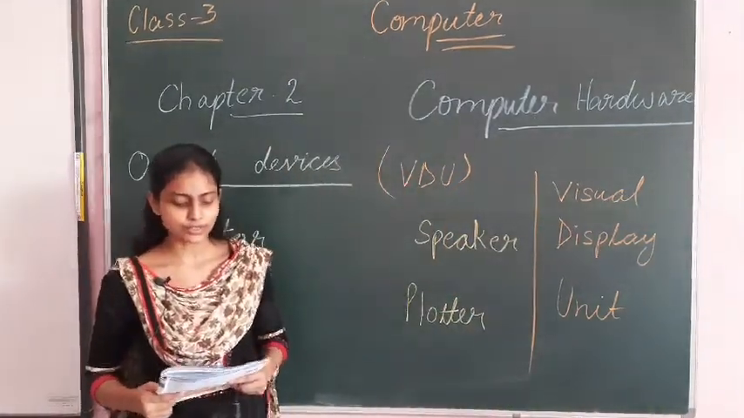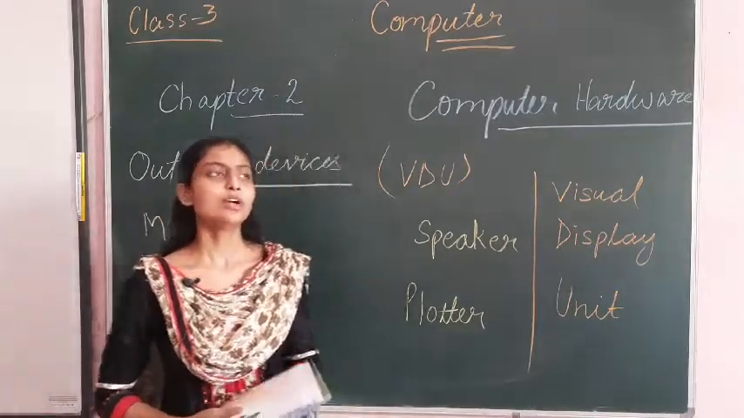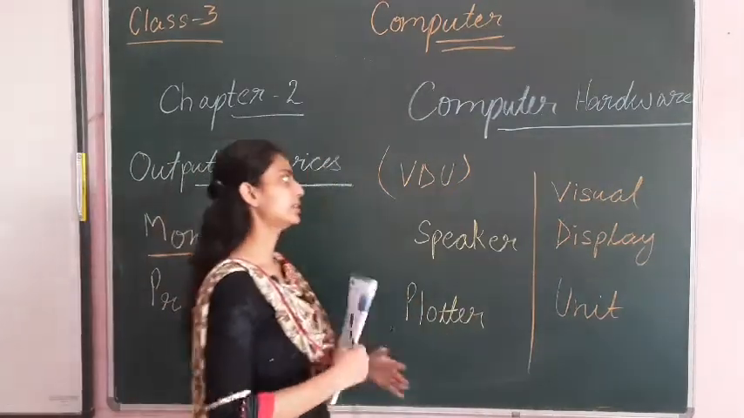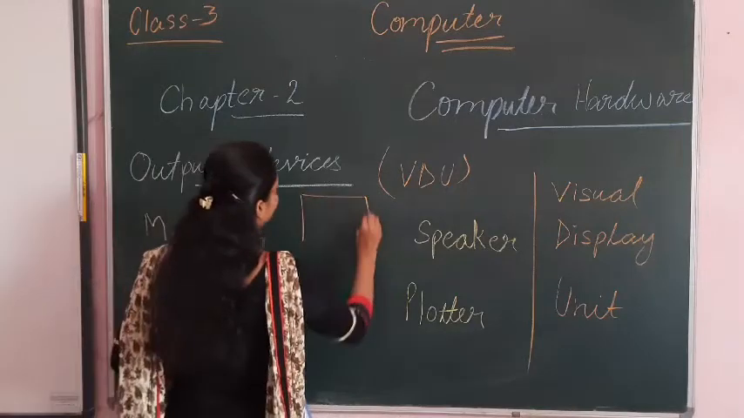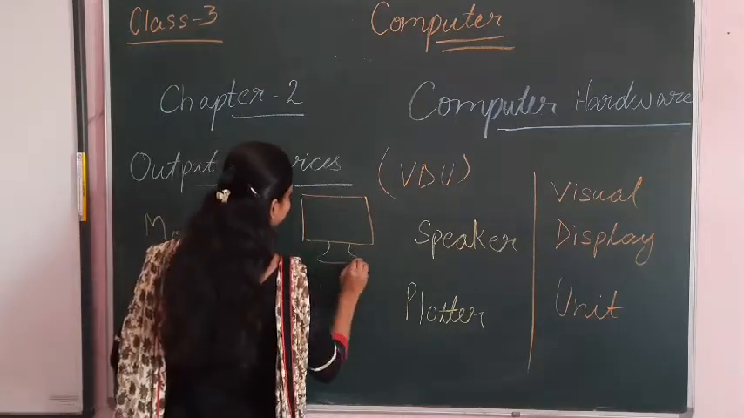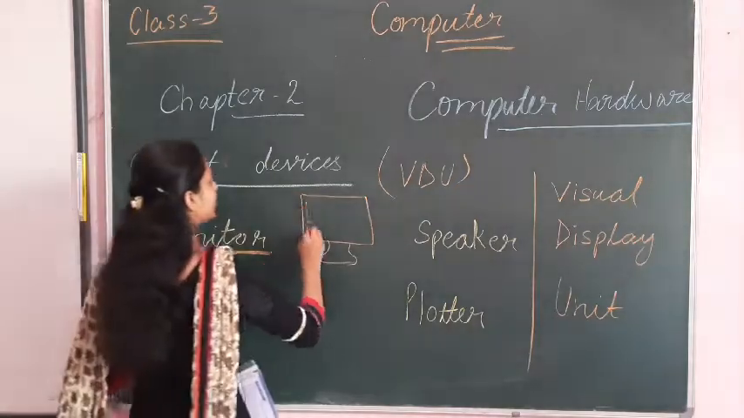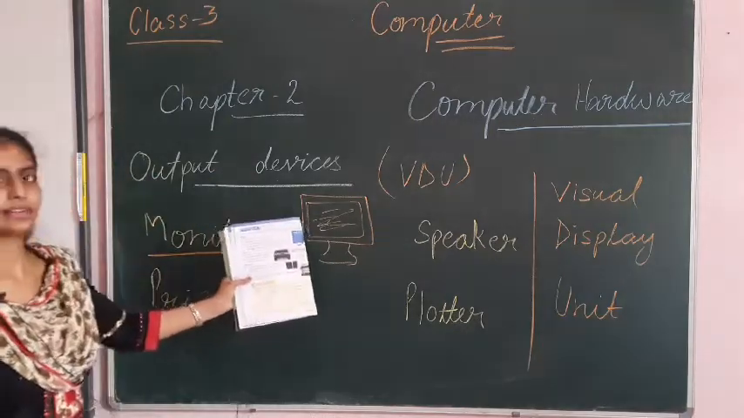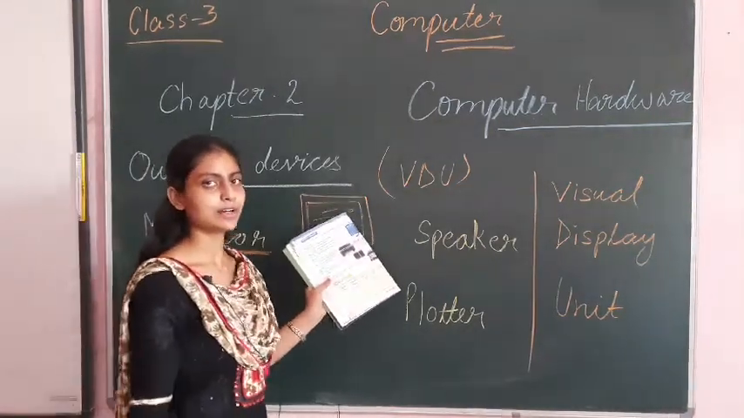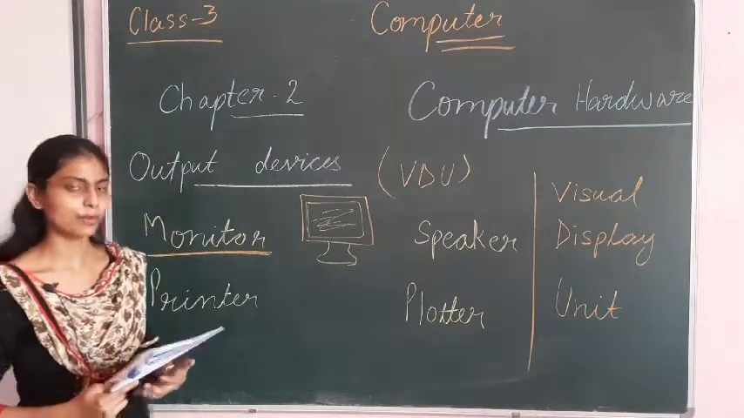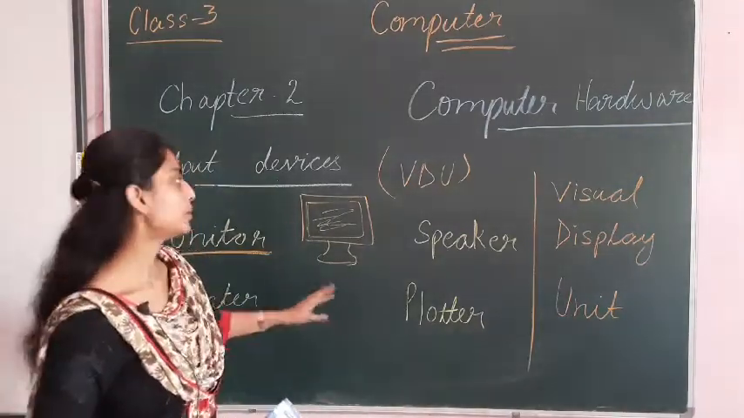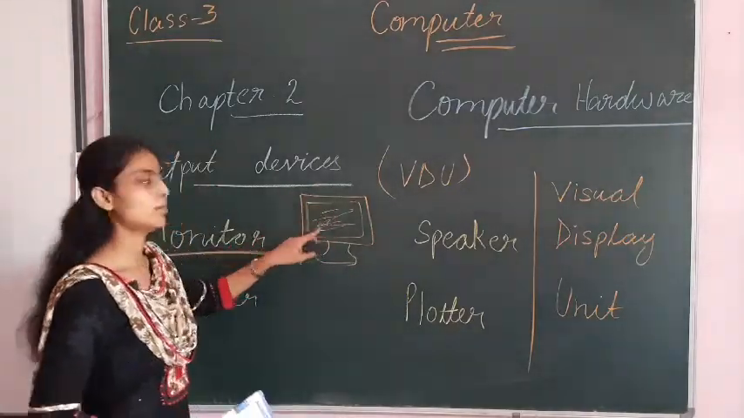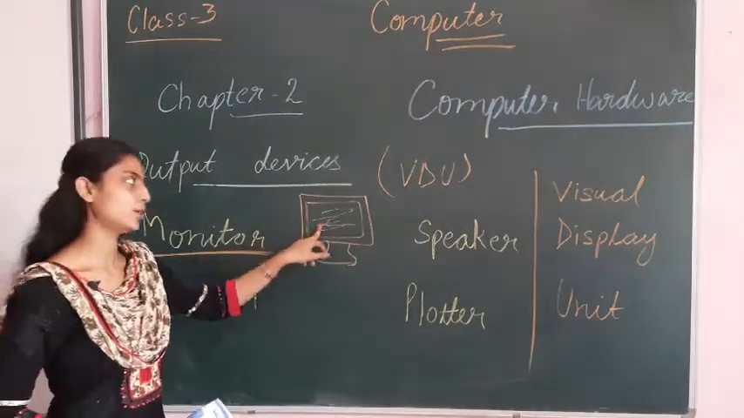Now the output on the monitor screen is called soft copy output. Whatever output the monitor gives on the screen, see here, it's your monitor. Here is the monitor screen, and whatever output the monitor gives, it gives on this screen, and this output is known as the soft copy output. What is soft copy output? Soft copy output is the output given by the computer on the monitor screen.